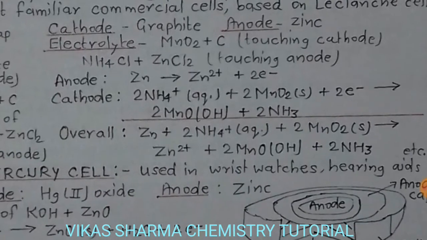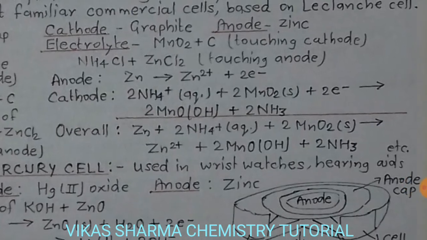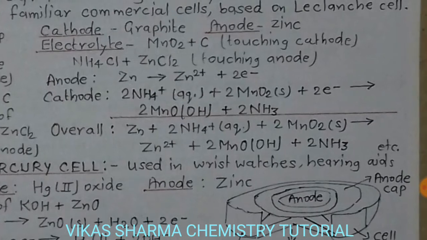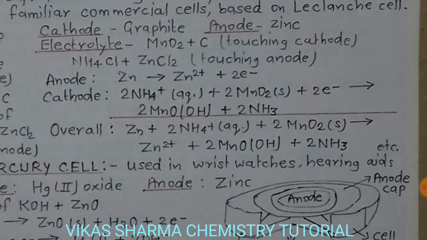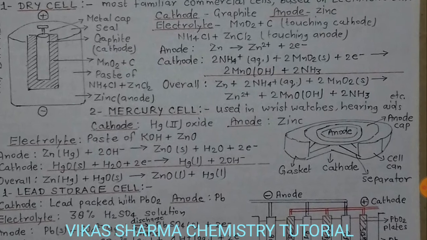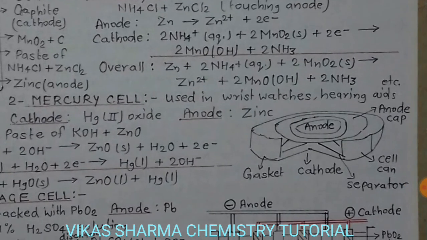In the anode the reaction is zinc giving 2 electrons, meaning oxidation, and at the cathode MnO2 gains 2 electrons and becomes MnO(OH) plus ammonia. So the overall reaction is zinc plus ammonium ion plus manganese oxide becoming Zn2+, MnO(OH) and ammonia. Students, the second type of primary battery is the mercury cell, used in wristwatches, hearing aids, etc.